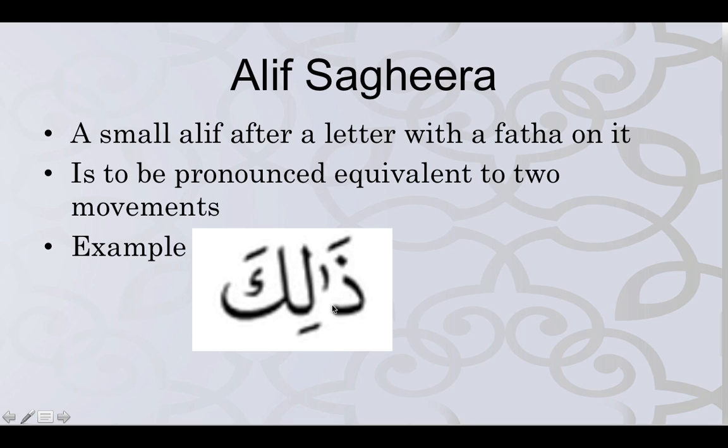So an Alif Sagheera, when it's written like this, if it wasn't there, you would pronounce this Dhal Fatha with a single movement. You would say Dha. But because this is Dhal Fatha and an Alif Sagheera, you have to extend it to two movements. So you're going to say it like this: Dhal Fatha Alif Sagheera Dha, Lam Kasra Li, Dhali, Kaf Fatha Ka, Dhalika. So this Dha you have to extend to two movements.